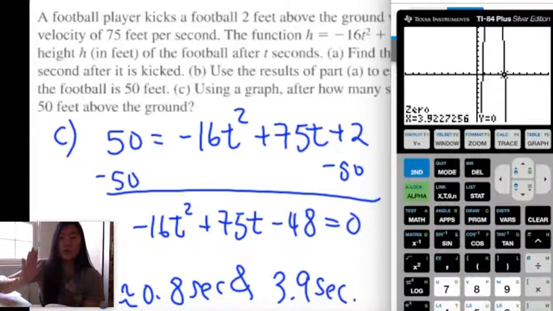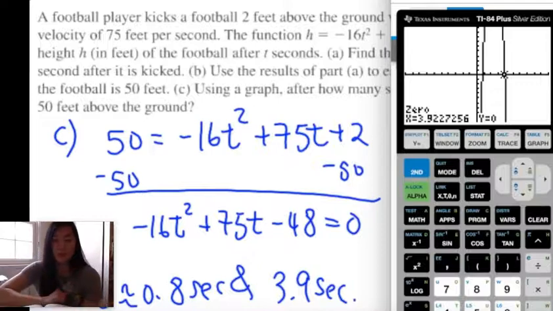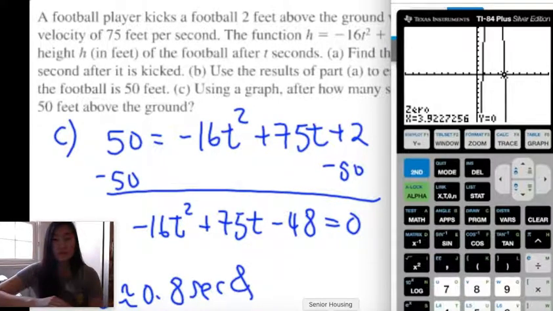So the football goes up, hits 50 feet over the ground 0.8 seconds after it's kicked, and then it comes back down. After 3.9 seconds, when it comes back down, it hits 50 feet above the ground again.